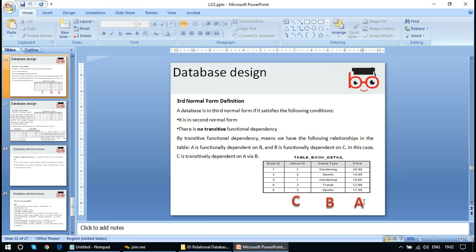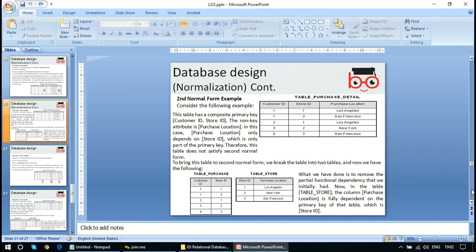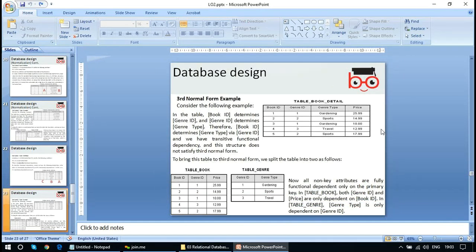A is functionally dependent on B, so price is dependent on genre type. Let's say there are book details, say gardening, and the genre type is dependent on the genre ID. So A is dependent on B and B is dependent on C. Let us see how this is going to be transformed into the third normal form. Genre type is dependent on genre ID, so this repetition, like number 2, is basically removed.